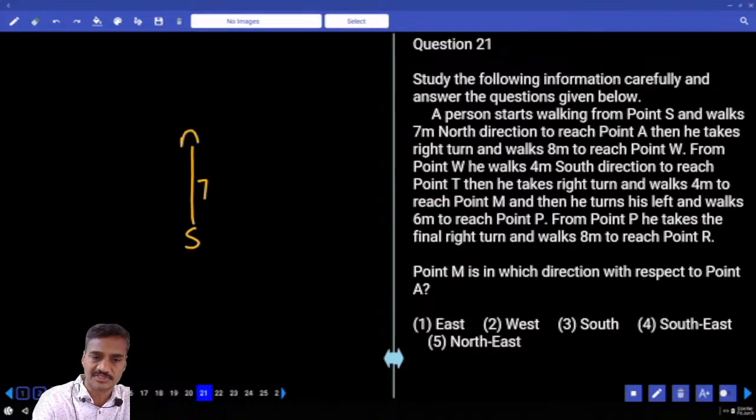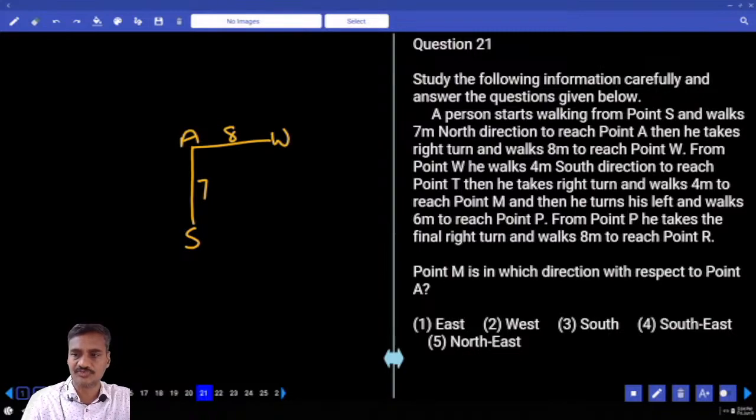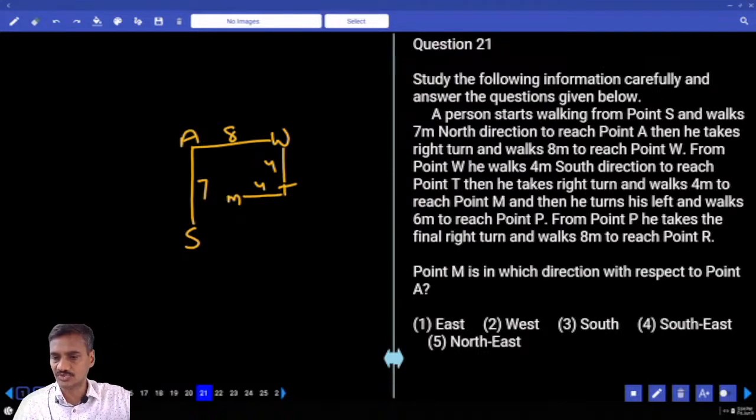After walking 7 meters north, he reaches point A. Then he takes a right turn and walks 8 meters to reach point W. From W, he walks 4 meters south to reach P. Then he takes a right turn and walks 4 meters to reach M.